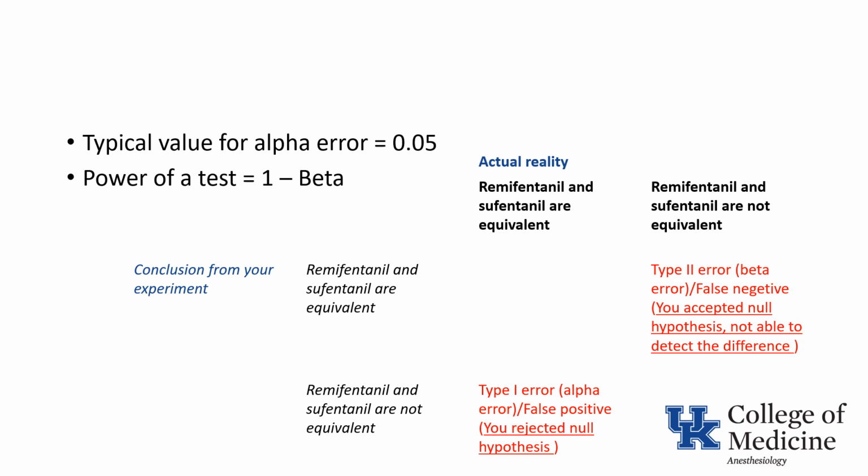With the beta error, we saw that it's an error that we commit when we accept the null hypothesis, or in other words, we are not able to detect the difference. The power of a test is simply 1 minus beta error. In other words, it tells us our ability to detect a difference between sufentanil and remifentanil in decreasing the heart rate.